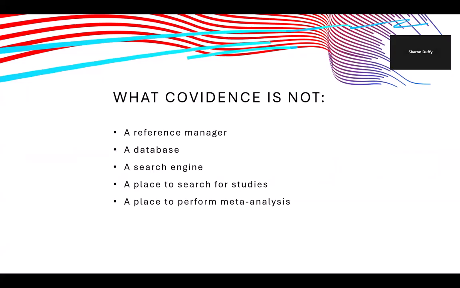All right, so that leads into what Covidence is not. It is not a reference manager. While it performs some of the functions of a reference manager, it's not going to give you a bibliography. It's not going to be able to generate citations for you in the same format that RefWorks or EndNote can do. It's not a database. You're not going to find new things in here. It's only going to contain what you put into it. It's not any kind of search engine. It is not a place where you search for studies or perform any analysis. So it's just where you put all your raw citations in, figure out which ones are the best ones, extract your data, and then move on.